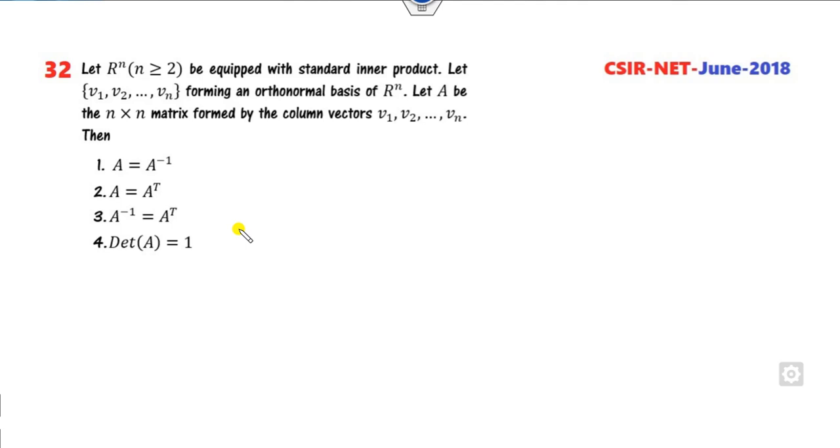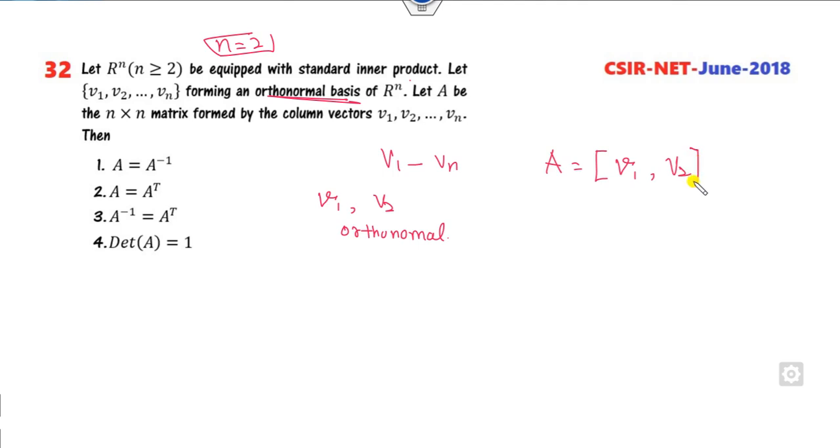Okay, look at this next one. So which is given to you as here. A is my orthonormal basis, inner product V1 to Vn. So firstly I can take n as 2. So then it is my V1 and V2, which is my orthonormal basis. And A is my matrix formed by such V1 and V2. What is the meaning of that? Once they are the orthonormal basis, this matrix is my orthogonal.